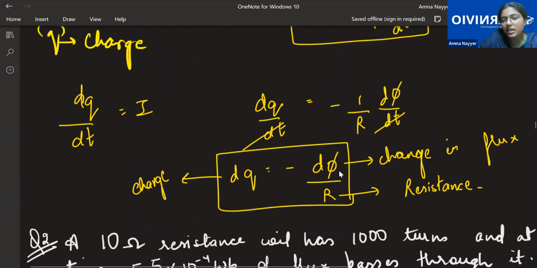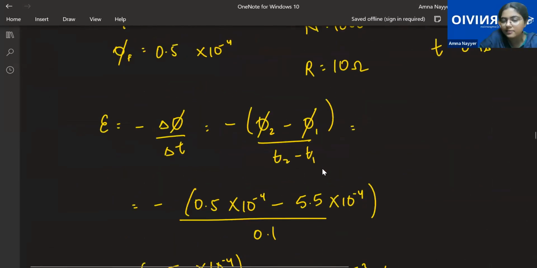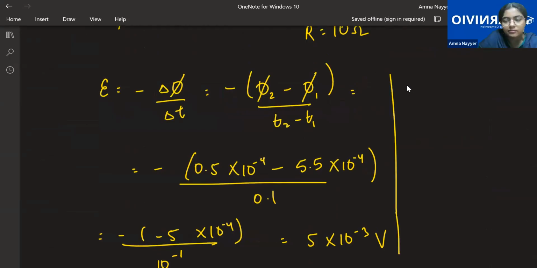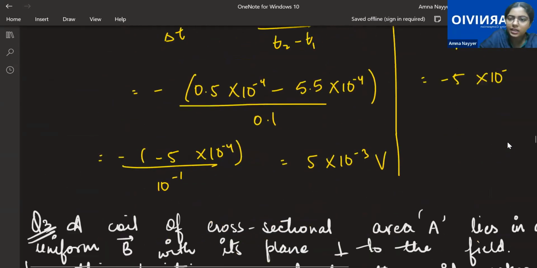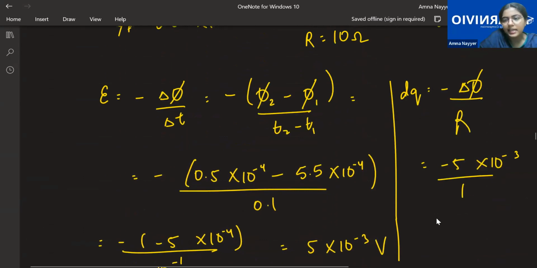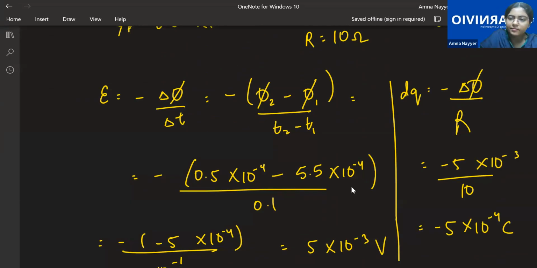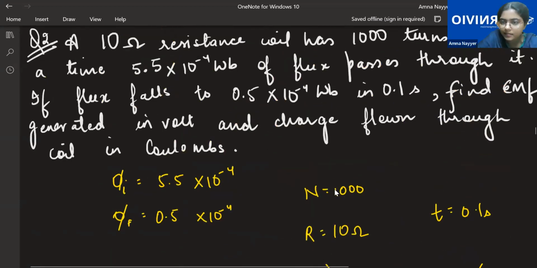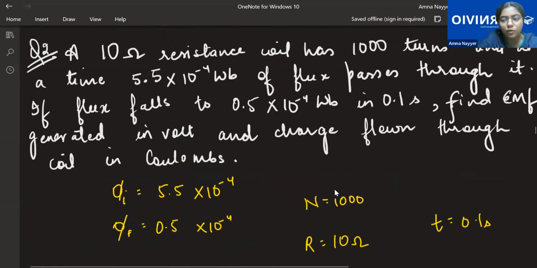Now see, for the charge, we have studied it is flux divided by the resistance. So when we are talking about the charge, dq is equal to whatever is the change in the flux, minus delta φ divided by the resistance. So this is coming minus 5 into 10 to the power minus 3 divided by resistance, which is 10. So this becomes minus 5 into 10 to the power minus 4 coulomb. Okay? Is that clear? Please write one more question, we'll see.